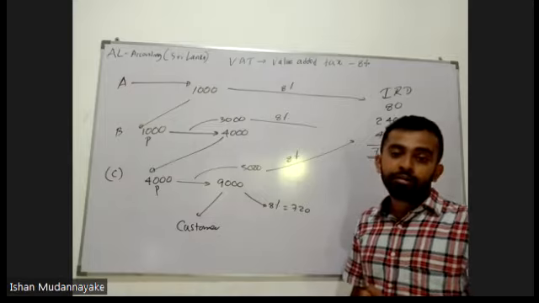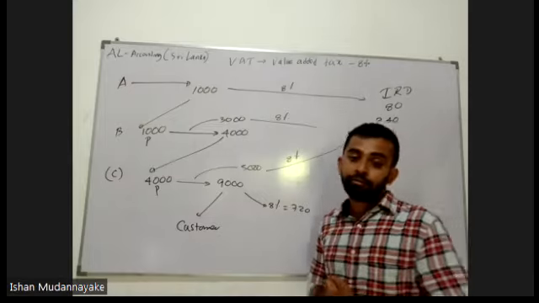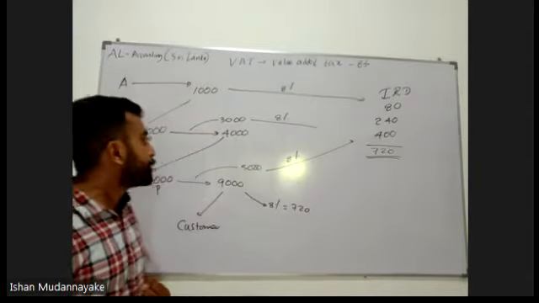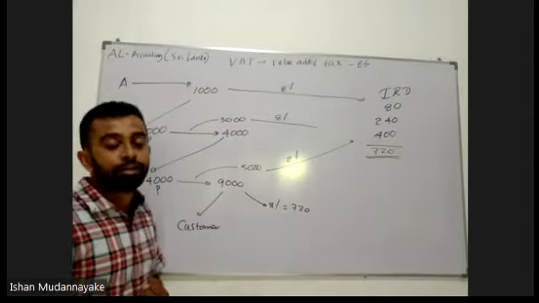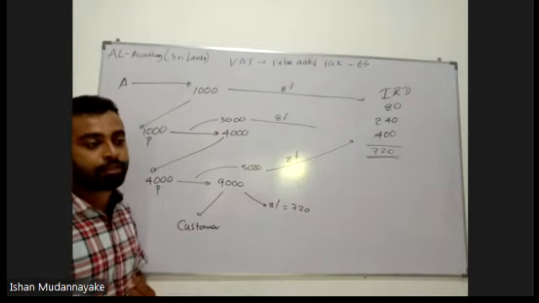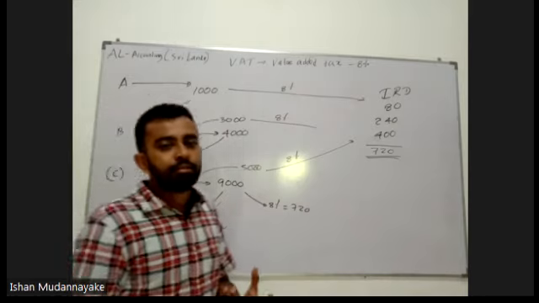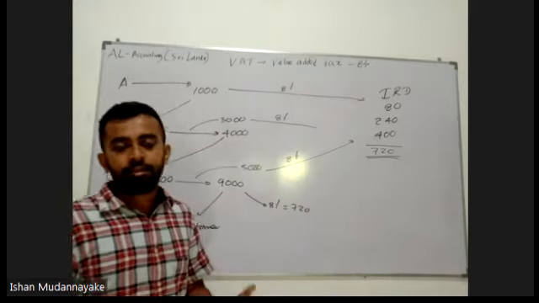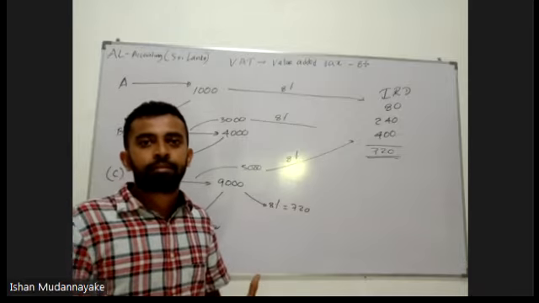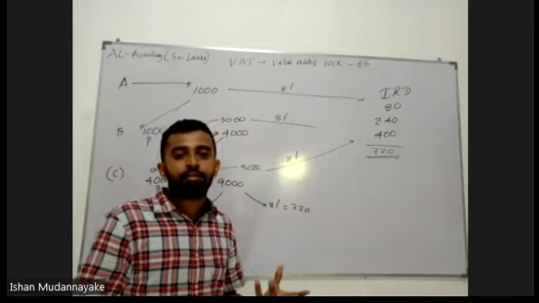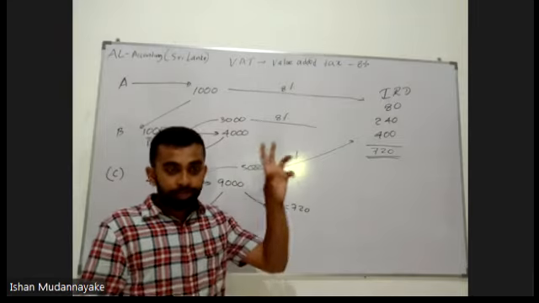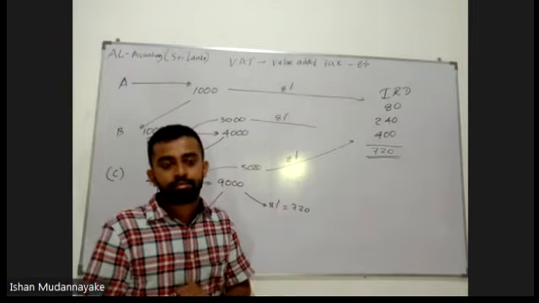Right. Now we will look at how to pass double entries, how each business organization passes double entries for value added tax. The other thing is that value added tax is an indirect tax. Indirect tax means, in tax we have two types of taxes based on transferability: direct tax and indirect tax.